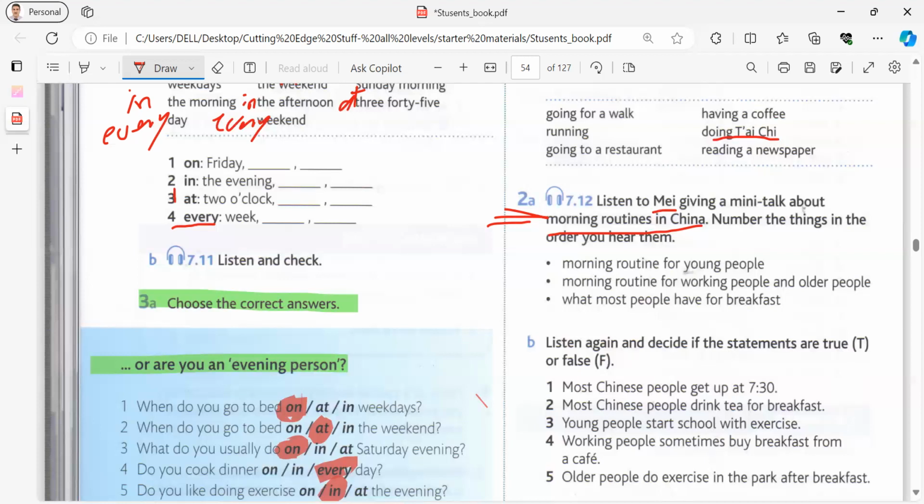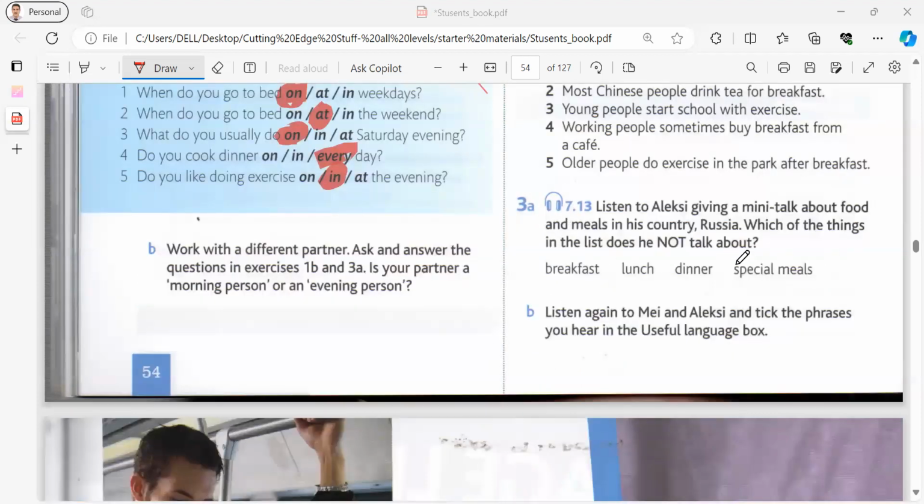Okay, now listen again. Unit 7, Recording 12. Shabab, this time you can answer question 3, true or false.